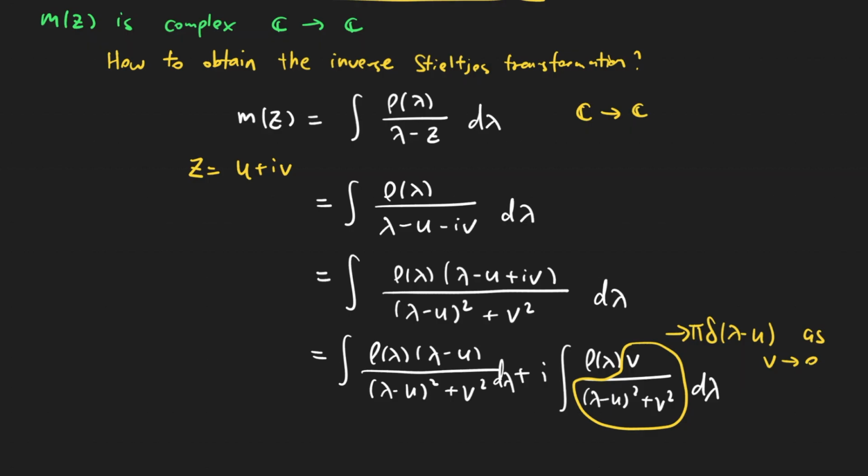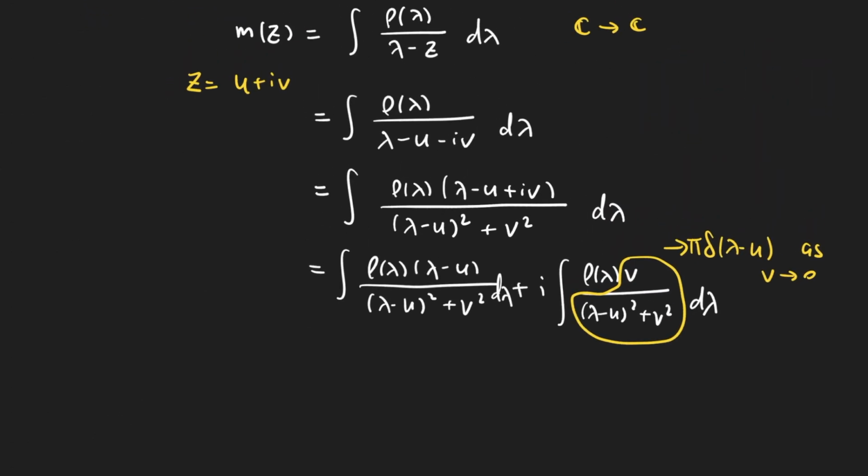So it turns out that for the inverse transformation, if we want to obtain the density function rho of u, this just equals the limit as v goes to 0 of 1 over pi times the imaginary part of m of z.